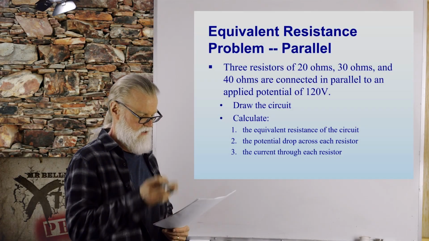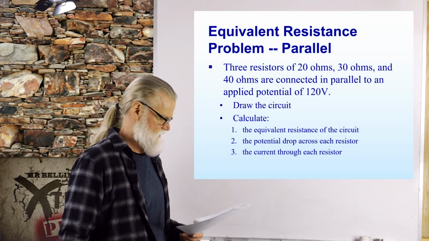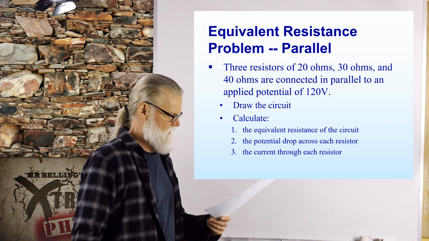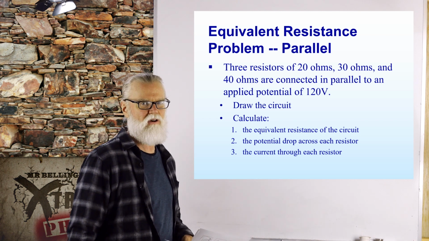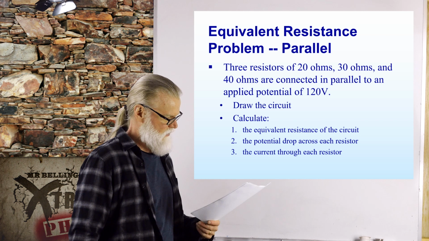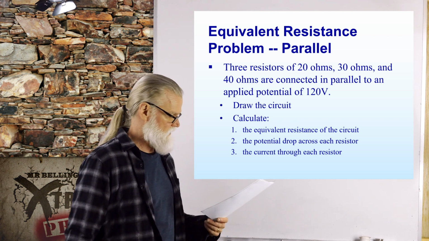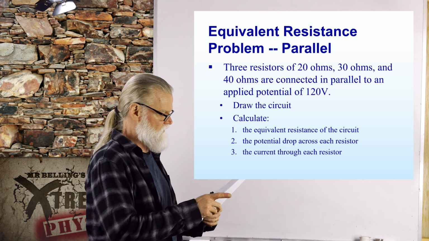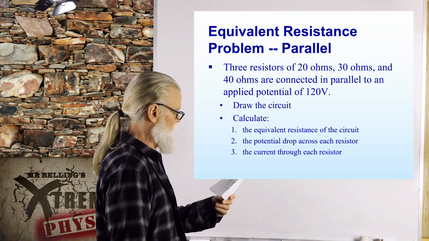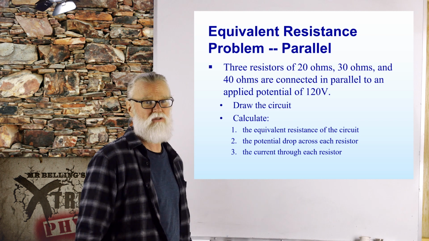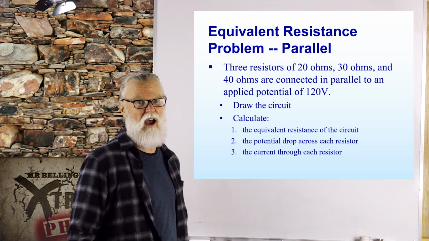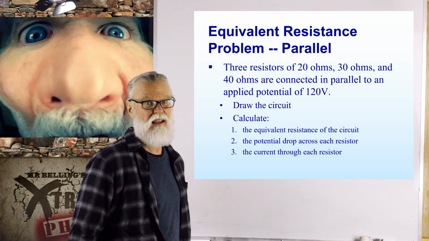All right. In your notes, we have 3 resistors in parallel, a 20, a 30, and a 40 ohm resistor. They're connected in parallel to an applied potential of 120 volts. Number 1, draw the circuit. Number 2, calculate the equivalent resistance of the circuit, the potential drop across each resistor, and the current through each resistor. All right, why don't you give that a try? Pause the video now.